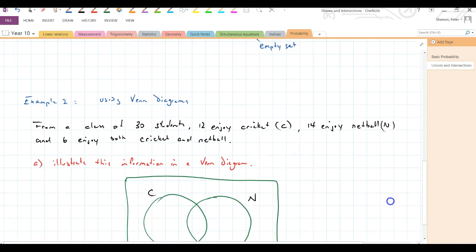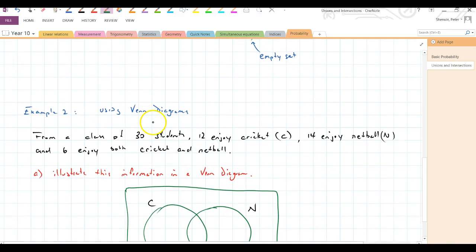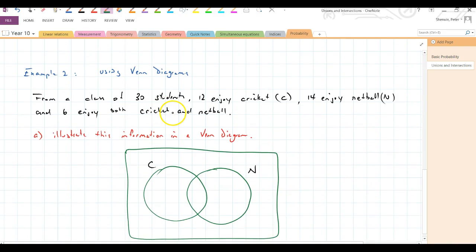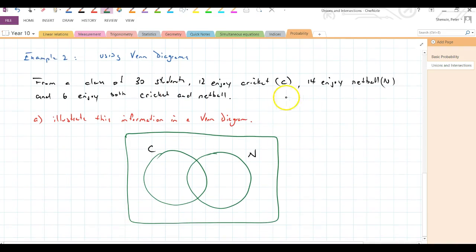Okay, looking at another example now using Venn diagrams. From a class of 30 students, 12 enjoy cricket, 14 enjoy netball, and 6 enjoy both cricket and netball. Put this into a Venn diagram. Well, the way to go here is to go straight to the intersecting region. What goes in there? 6 enjoy both cricket and netball, so I'm putting a 6 in there.